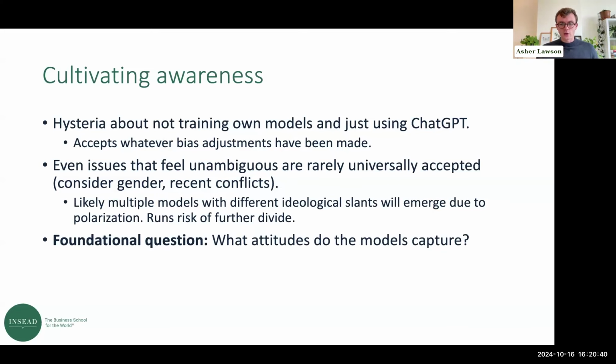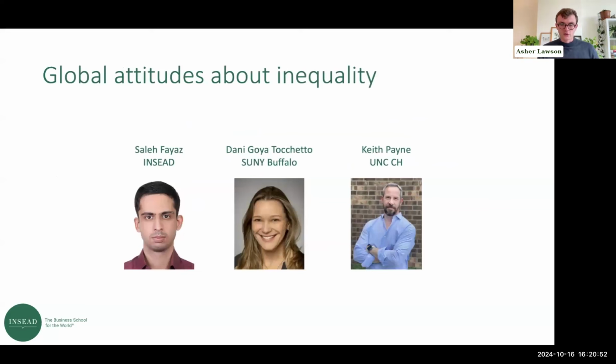But the foundational question that I want to address today, and what I've looked at more in my research, is what attitudes the models actually capture, and what they tell us about humanity and human beliefs. This is research with colleagues: Saleh Fires at INSEAD, as well as Donny Goya-Tiketo at SUNY Buffalo and Keith Payne at UNC Chapel Hill. We have this project looking at global attitudes about inequality from a large language model NLP perspective. What can we learn from the models themselves, and how does that correspond to other sources of information like survey data?